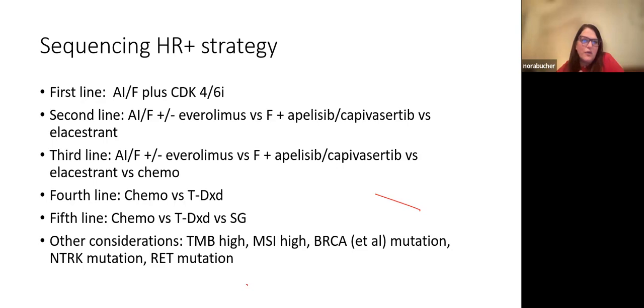And then, these are other considerations in terms of where treatment would go. If a patient had TMB high, again, that would indicate some immunotherapy, as well as MSI high. And again, with the BRCA and the PALB2 and the other mutations in that family, we can use those PARP inhibitors. And again, the rare mutations such as NTRK or the RET mutation, those have their own targets. Next slide, please.